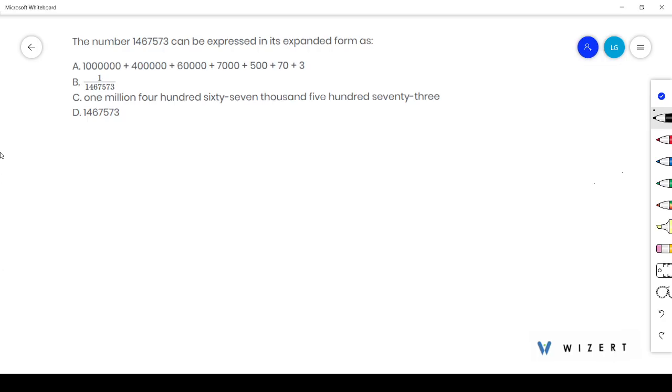Our question is, the number 1,467,573 can be expressed in its expanded form as... 1,467,573. Okay, so here we can observe that firstly let us start from units place.